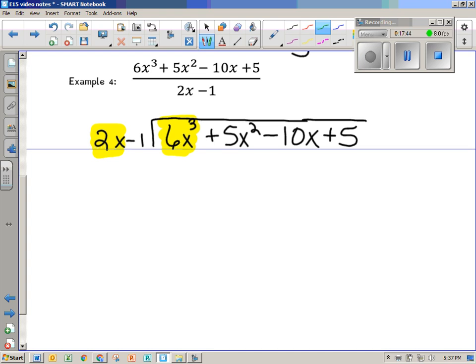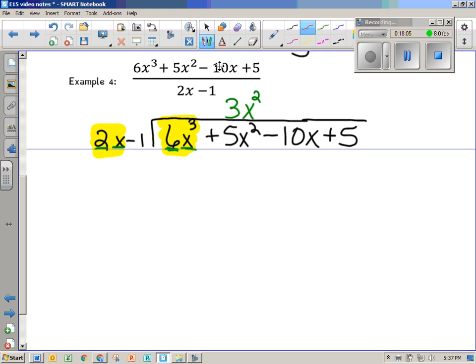But I'll keep going. I need a 3 to get from 2 to 6, and to get from x to x to the third, I need 2 more x's, so that would be x squared. So I need 3x squared. See how I'm writing it above the term that it is like.